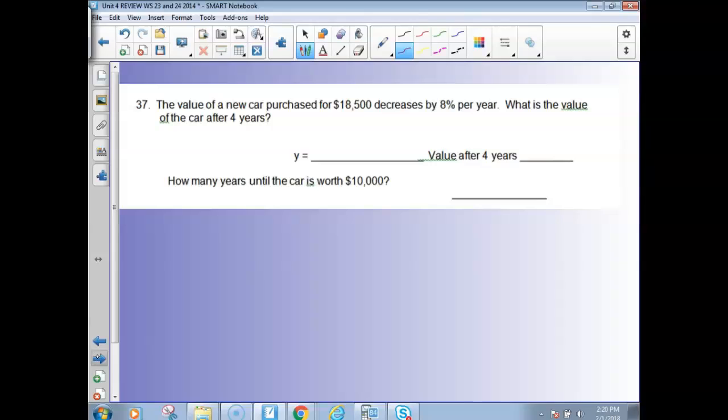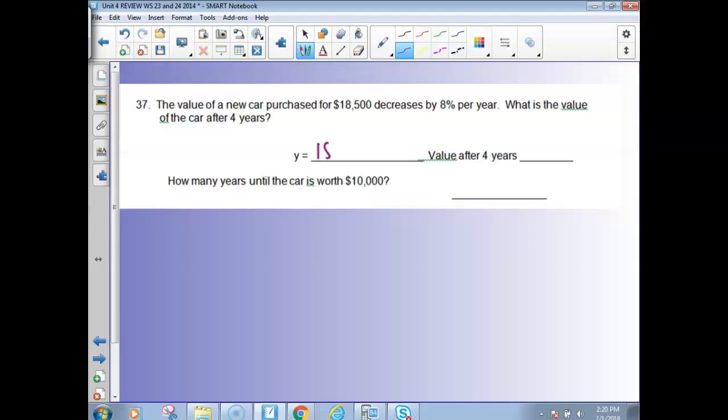37 are at the top of 24A now. The value of a new car purchased for $18,500. That's not real expensive today. Decreases 8% a year. What's the value of the car in 4 years?